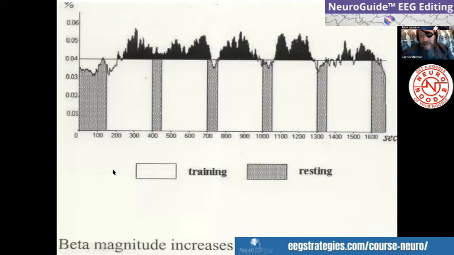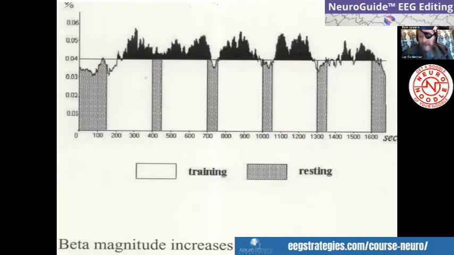People do beta training. Here's the base period. Here they're training beta up. Here's a rest period. Now they're training beta up. Here's a rest period. Beta train, rest, beta, rest, beta, rest. You can see beta went up during the training of beta, and it went down during rest periods. There are people that will say they trained beta and it did not go up, and they're right. There are also people that say that they trained beta and it went up, and they're right too. How can they both be correct?